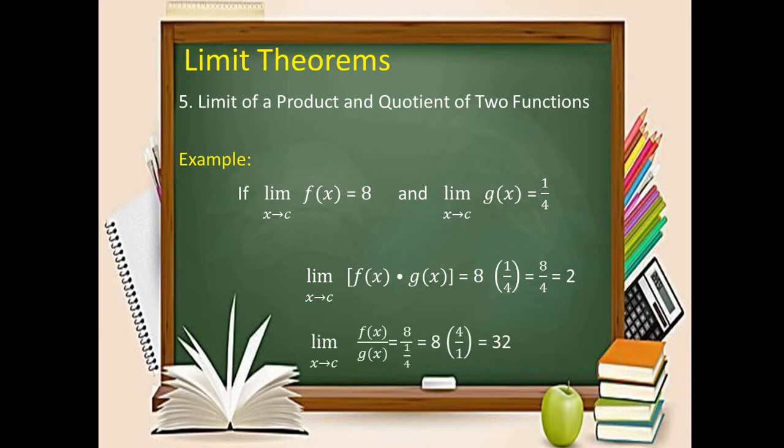We have 8 over 4 and that gives us 2. If we are going to get the quotient, we have this formula, limit of f(x) over g(x) as x approaches c, then we are going to substitute the value of the limit of f(x), which is 8, over 1/4. Then let's multiply by its reciprocal, 8 times 4 over 1, and it will give us 32.